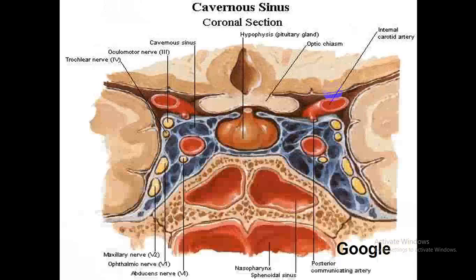As we said, we covered the cavernous sinus before. This is the cavernous sinus, and some structures are in the wall and some structures are inside it. The structures in the wall are the oculomotor, trochlear, then the ophthalmic, then the maxillary division of the trigeminal. Whereas the structures inside the cavernous sinus are the internal carotid artery and the abducens nerve.